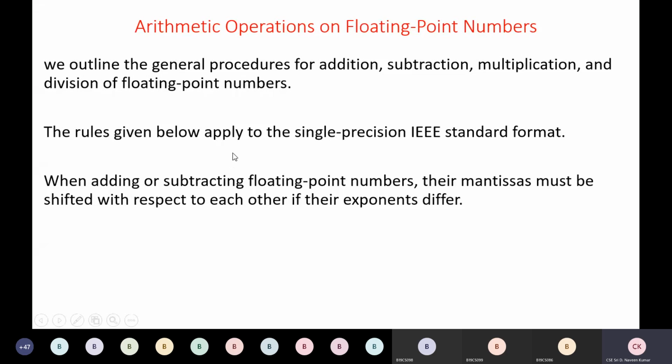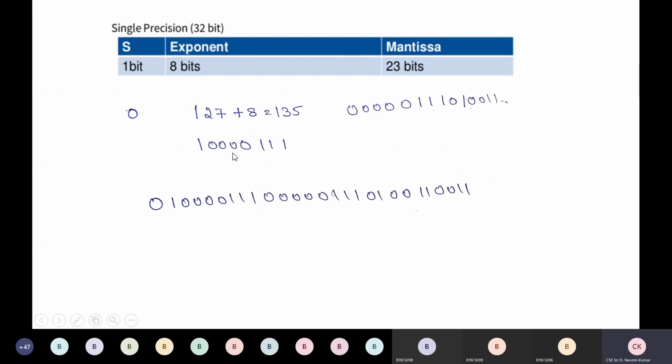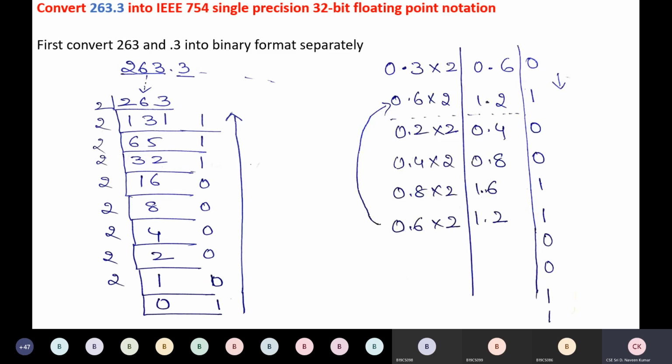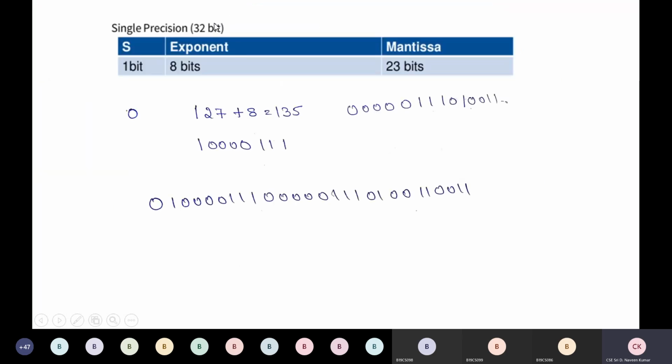Next, we're done with the conversion. When we give some decimal number like 263.3 in, for example, our C program, it converts into the IEEE 754 format in this way. Internally it converts into this format and stores it. And if you give some other number, maybe 35.6, it also converts that number into this IEEE format in this way, in binary representation.